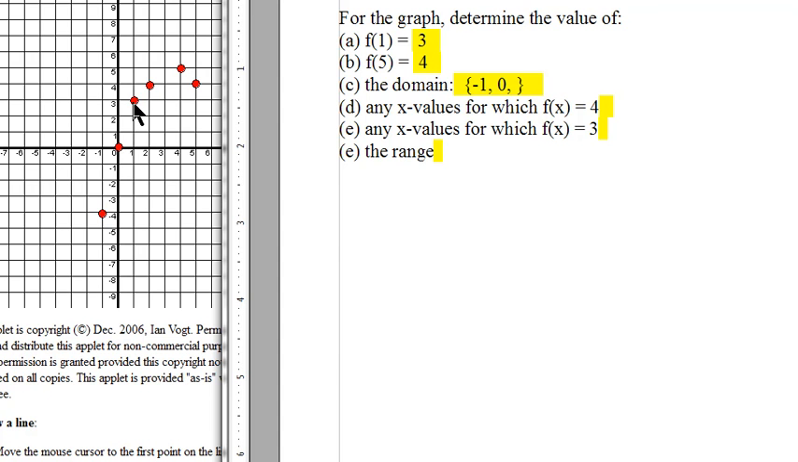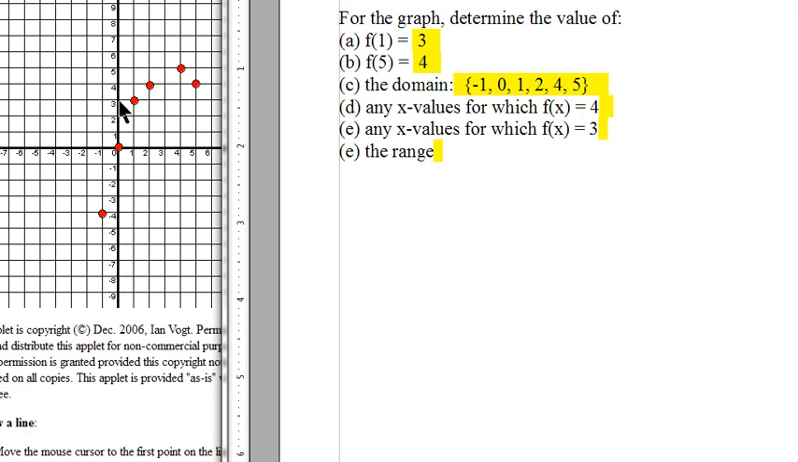(1, 3) means x is 1, so 1 has to be in my domain. Continuing over, this is (2, 4), so x is 2, so 2 has to be in my domain. This is (4, 5). x is 4, y is 5, so 4, but not 5, has to be in my domain. And then this is (5, 4). Okay, 5 has to be in my domain too because x is 5 here. So that would be my domain.